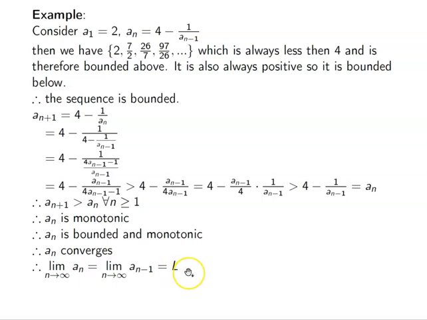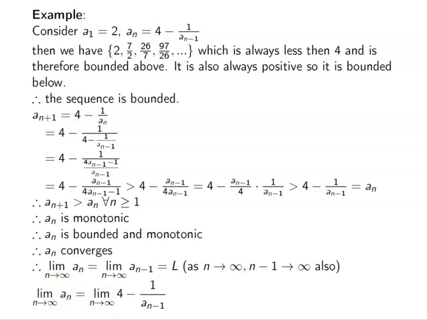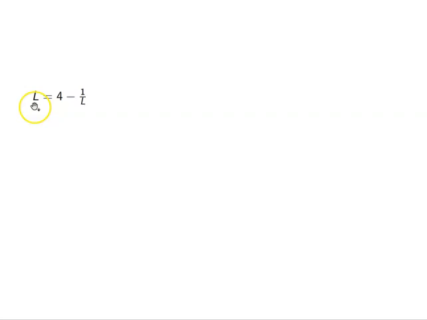They converge to the same term, and I can use this fact. As n goes to infinity, n minus 1 also goes to infinity, so they converge to the same limit, right? So if I take the limit of both sides of my sequence, here we go. The limit of a_n is the same as the limit of 4 minus 1 over a_(n-1). So L is 4 minus 1 over L.